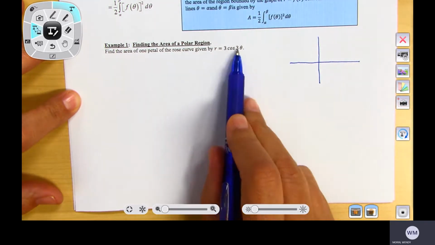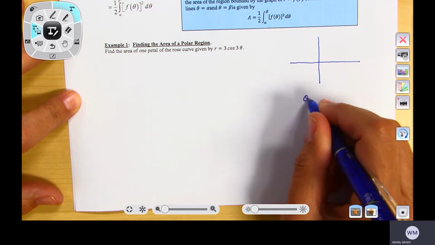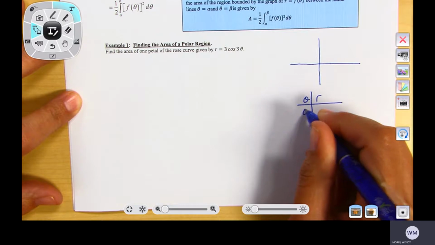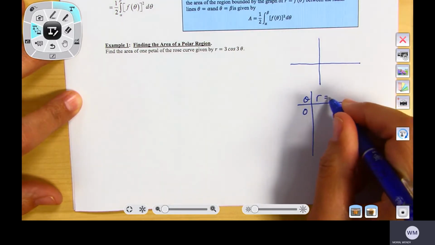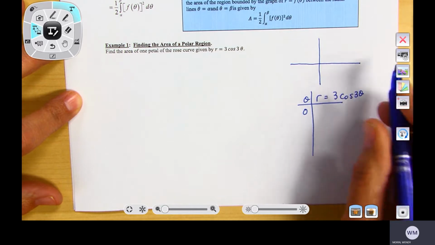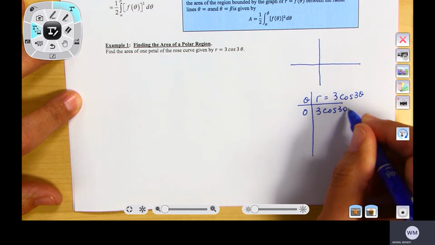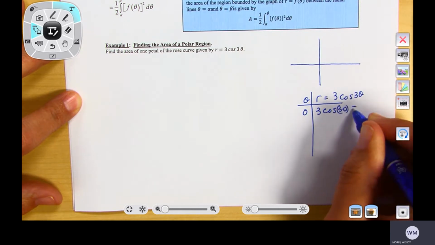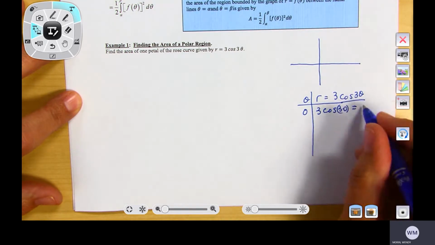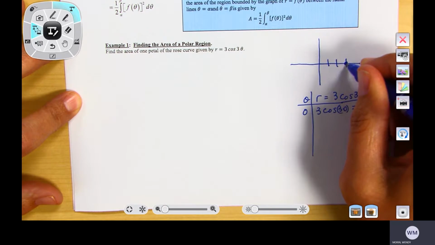Well, this 3 here, let's take a look. Let's just make a little table here. Theta, r. If we have 0 radians and our r is 3 times the cosine of 3 times theta, that's going to be 3 times the cosine of 3 times 0. And what's the cosine of 0? Well, that's 1. So 1, 2, 3. That's where we start.